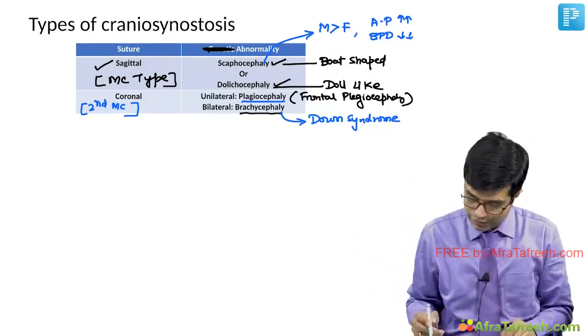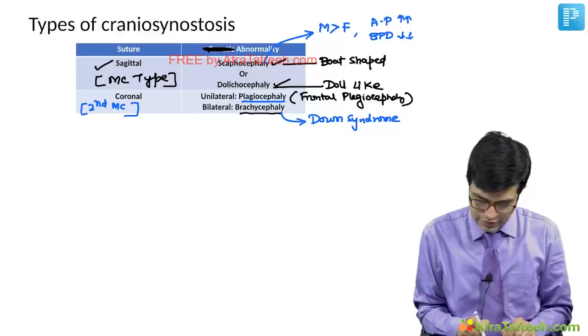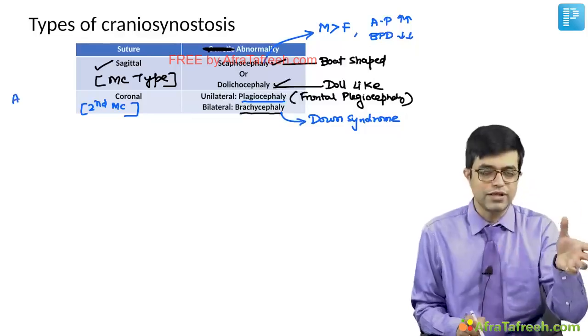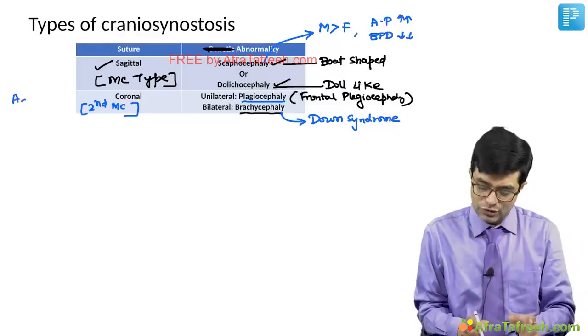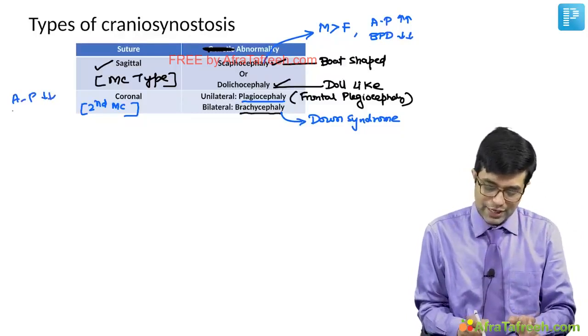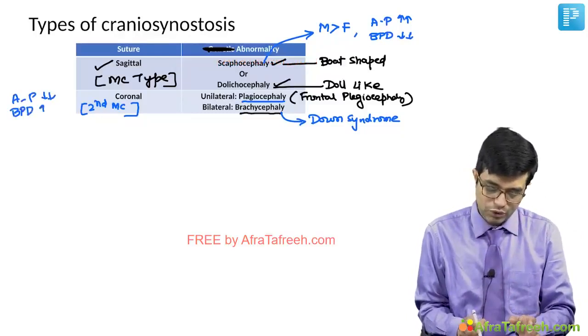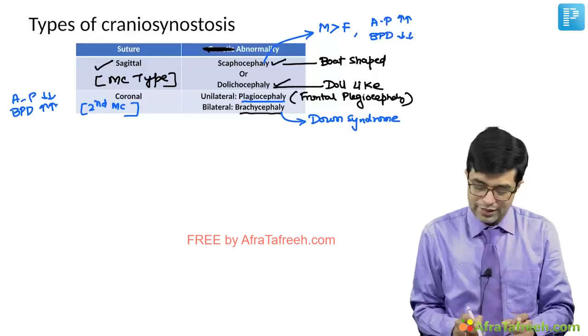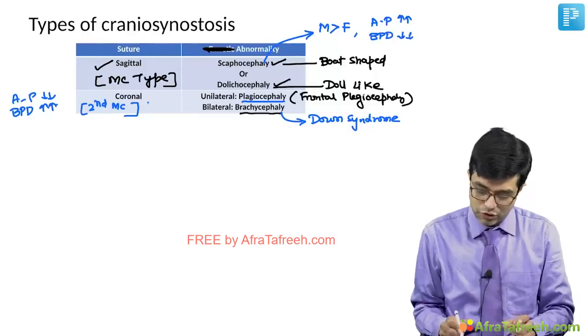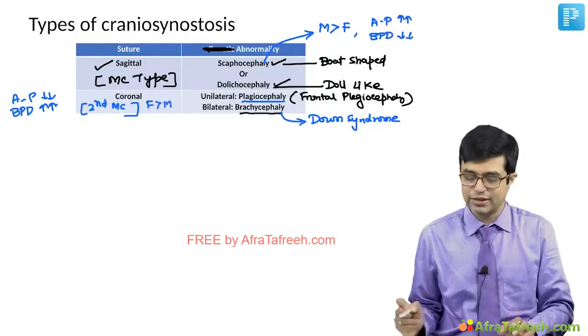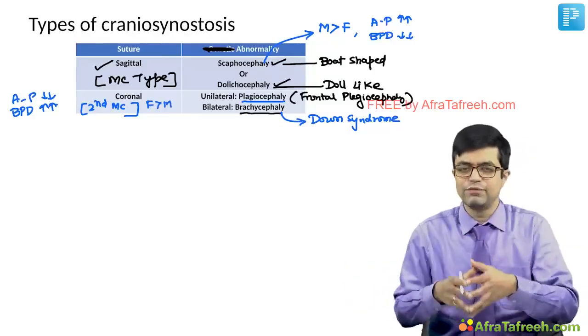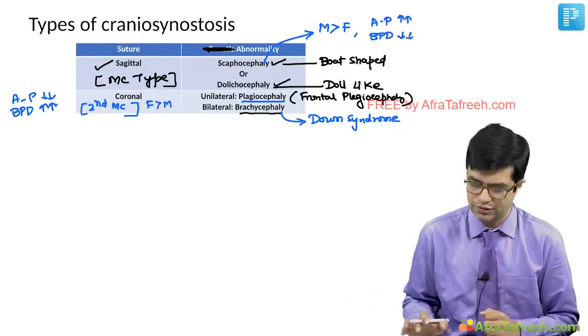So coronal suture involvement will cause, on one side you can write, if it is unilateral, on one side, if it is bilateral, on both sides, so antero-posterior diameter will be less and biparietal diameter will be more. And coronal suture involvement is more common in females as compared to males. I'm trying to sneak in as much information as possible rather than just giving you bland tables.